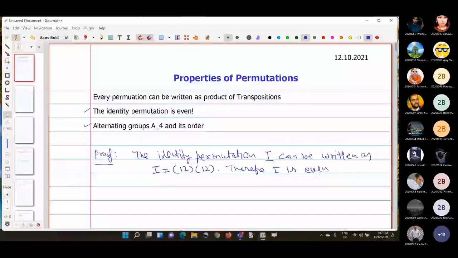I is even. One thing we know is that any permutation is either always odd or always even. Therefore I is even, because we have written it as a product of two transpositions. Now we will try to show that I cannot be odd, that is, the identity permutation cannot be odd. From this we conclude that I is even, but simultaneously we need to claim that I cannot be odd.